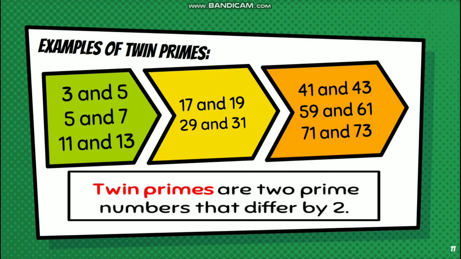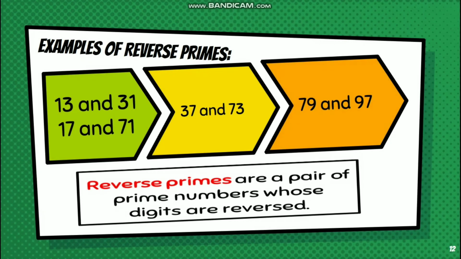Next, let's have the other type, which is the reverse prime number. As you can see, when you interchange the two digits here, it results in another prime number. We have 13 and 31, 17 and 71, 37 and 73, 79 and 97. Again, reverse primes are a pair of prime numbers whose digits are reversed. So that's all about the prime numbers.